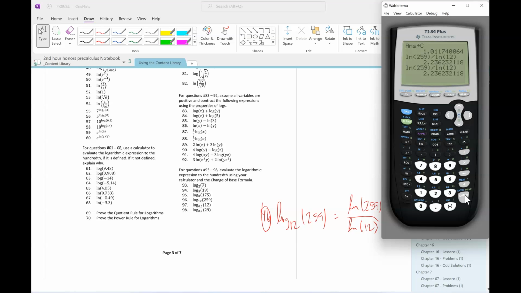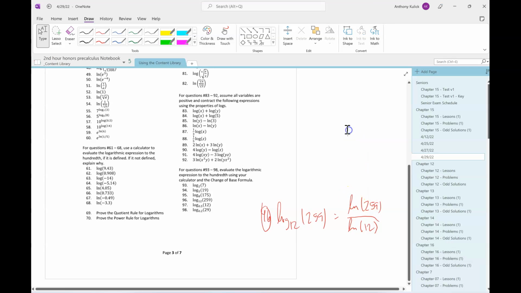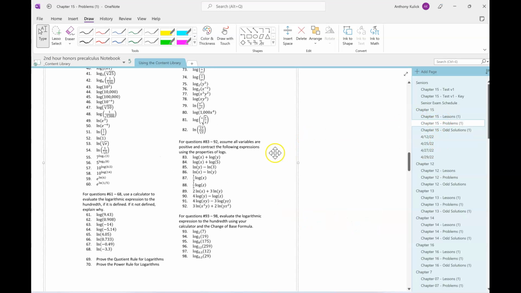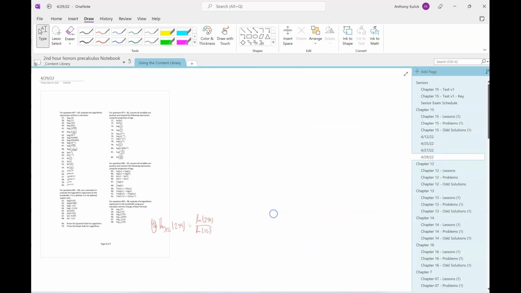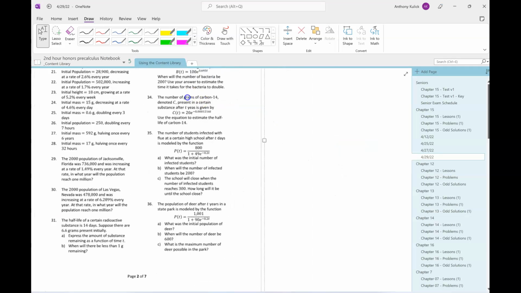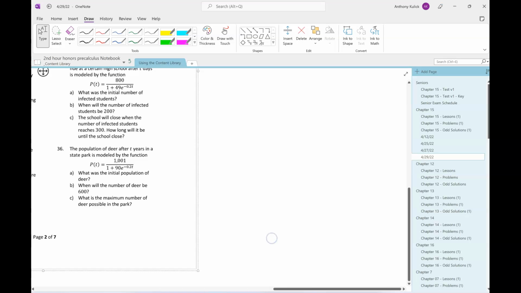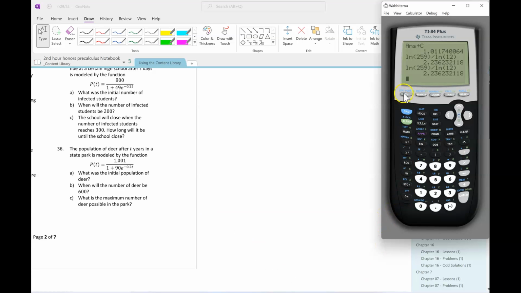Who's next? Maddie. 36. Copy. Okay, so you said you already were able to do part A just fine. For part B, all I'm doing is putting 600 in for P of T and solving. So I'm just going to do that on my calculator.